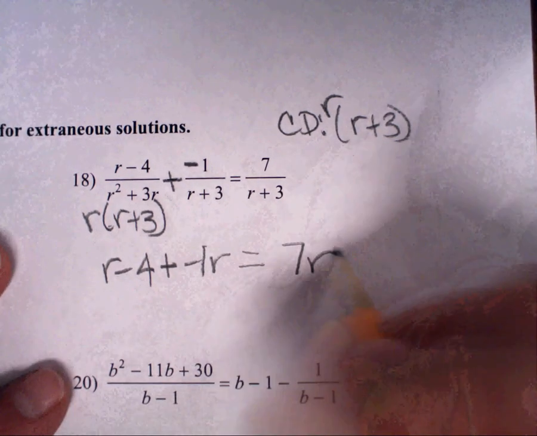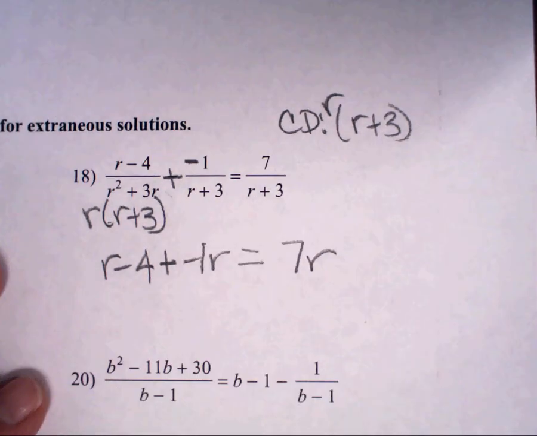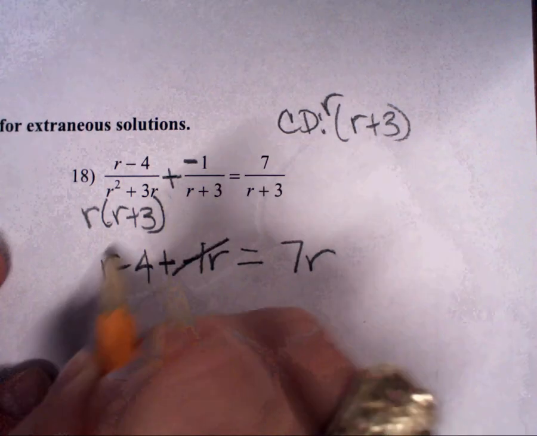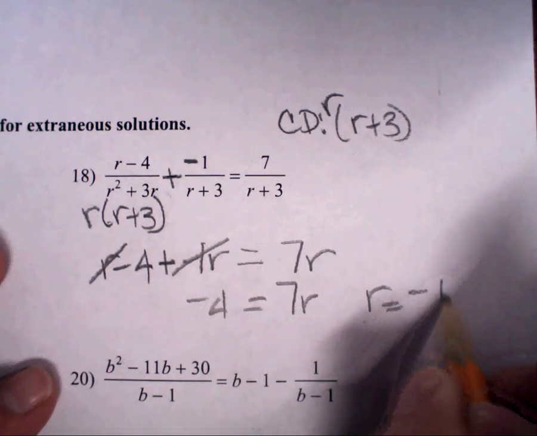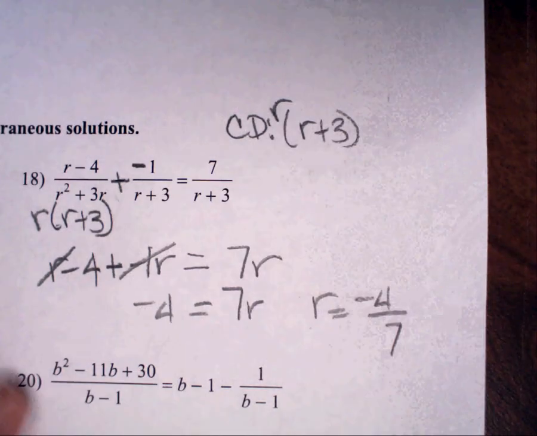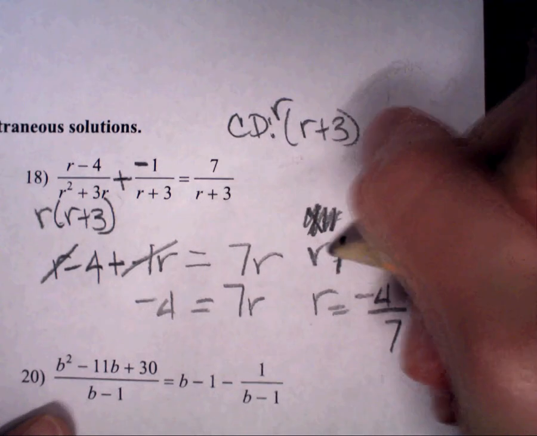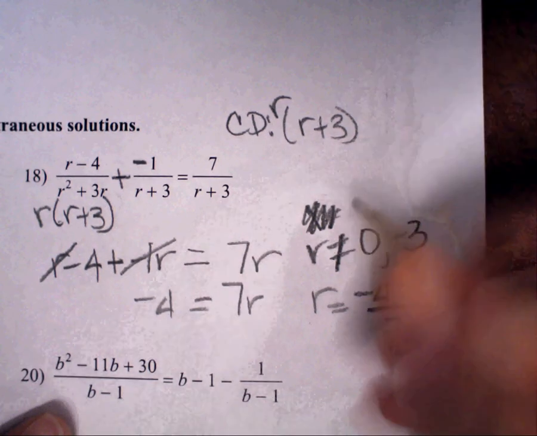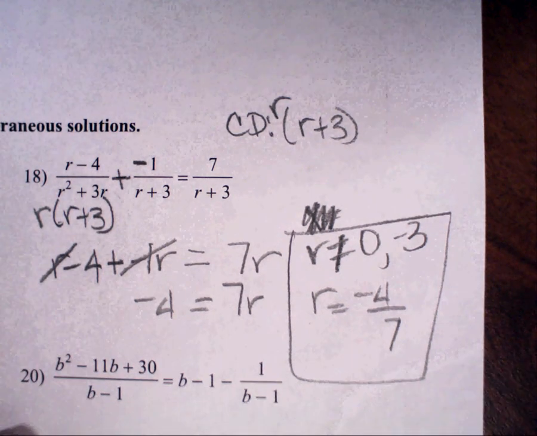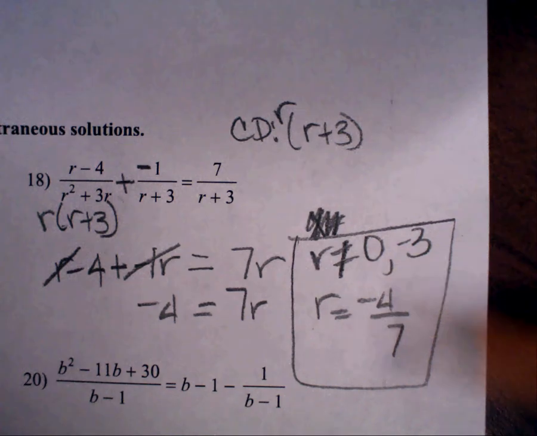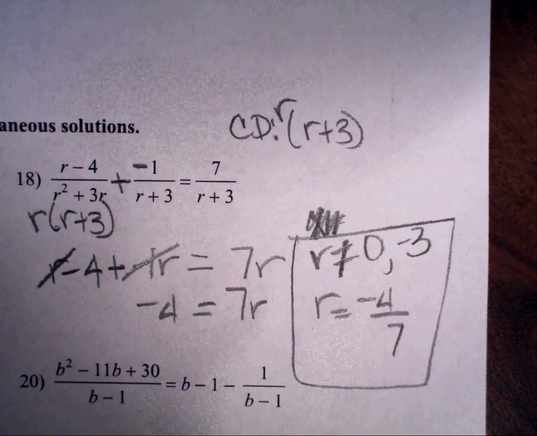Equals, this one needs the 7r also. Now we have a linear, it's an r, and we have a single r. So these cancel. 7r equals negative 4, so r equals negative 4 over 7. What I should have done is stated something about what's excluded. So r shouldn't have been 0 or negative 3. And if you notice that your excluded and your solution don't match, that's great news. That means that this is most likely a solution, and if I plugged it in, it should check out, and it does.